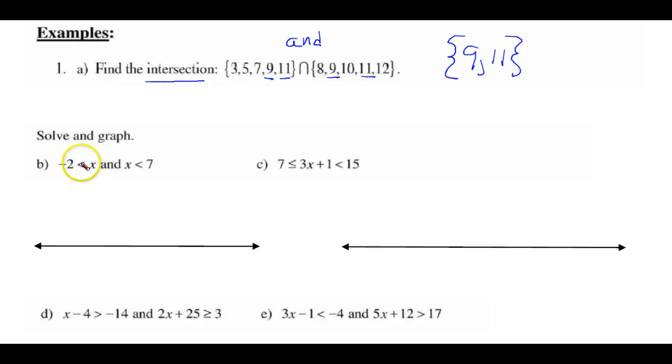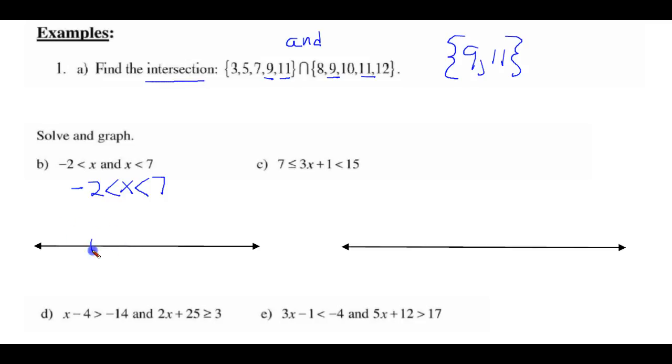Now, here we're getting already into what is called a compound inequality. It's not just 1, but 2. So a way to write this would have been negative 2 is less than x, and x is less than 7. So how do we put that on this graph?